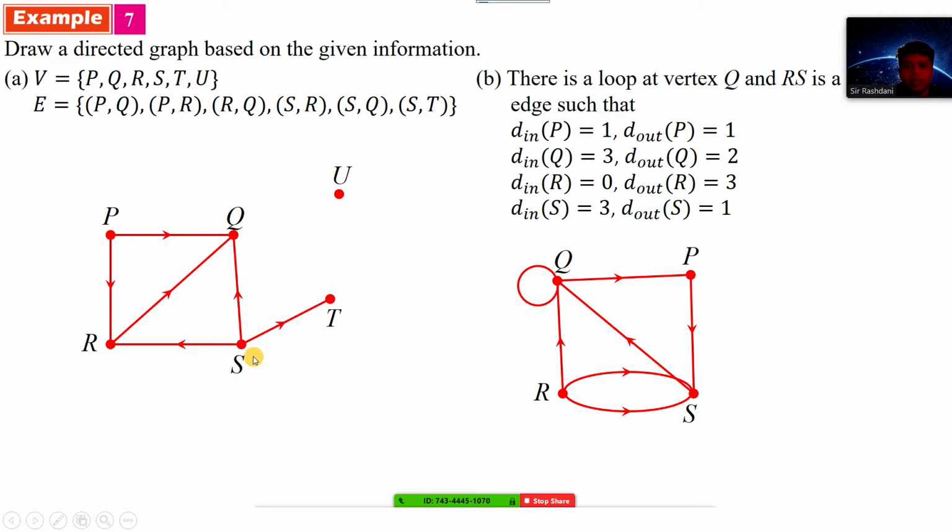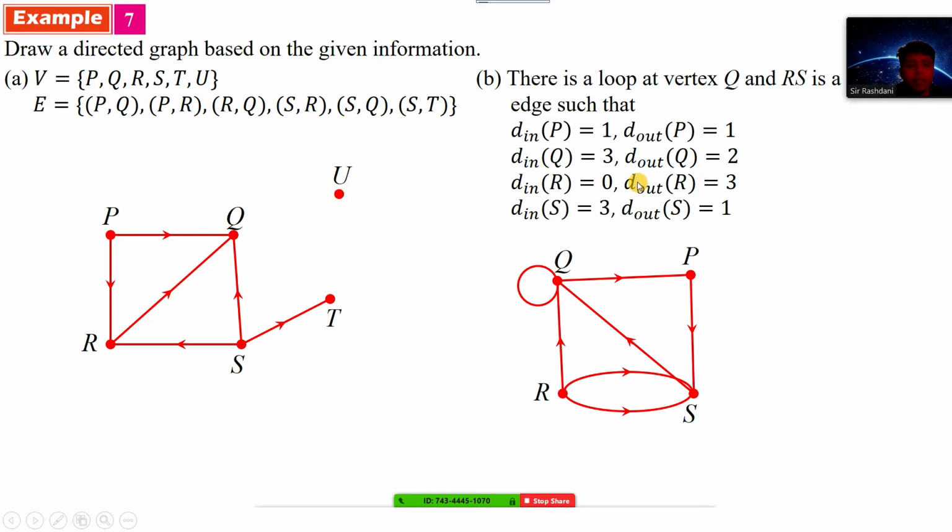For SR, S will be our initial and R will be our terminal, so going to the left. And then for SQ, S will be our initial and Q will be our terminal, so going up. And then for ST, S will be our initial and T will be our terminal, so going to the right. For U, there is no relation in these edges, so just put a dot.